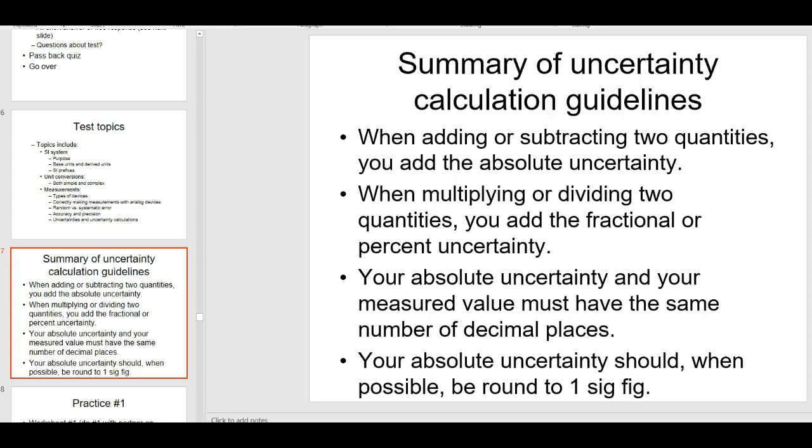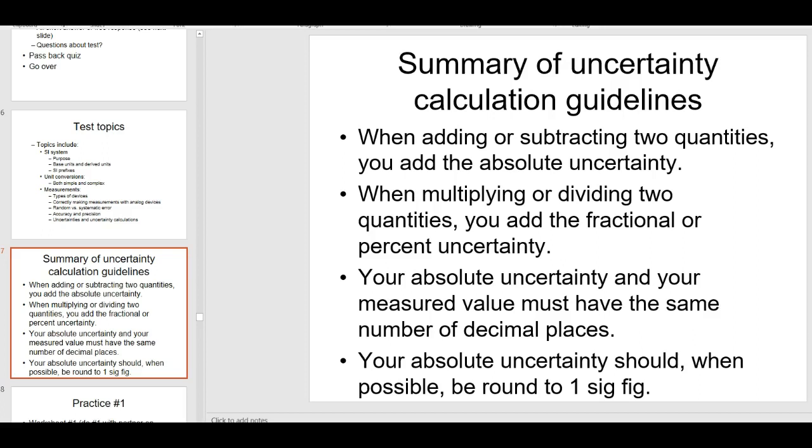Either one will work. Typically in class I will do percent uncertainty just because I personally don't like to work with fractional uncertainties. And so in class you'll see me add percent uncertainty when multiplying or dividing two or more quantities. And then some other guidelines you have to follow. Your absolute uncertainty and your measured value must have the same number of decimal places. Those two things must be consistent with each other.